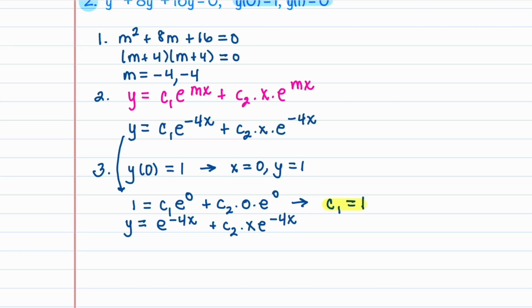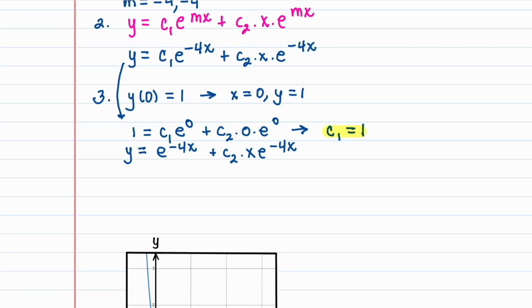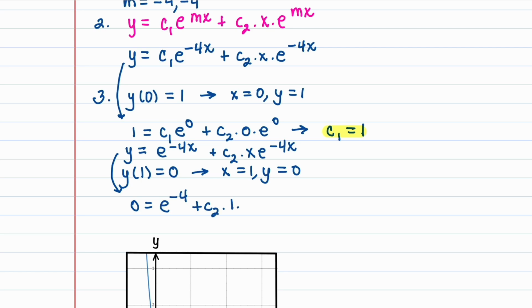Now we're going to use our second boundary condition, and that is y at 1 is equal to 0. So this tells us that x is equal to 1 and y is equal to 0. Let's plug that in. We get 0 is equal to e to the minus 4 plus c2 times 1 times e to the minus 4. This gives us that c2 times e to the minus 4 is equal to minus e to the minus 4, which tells us that c2 is equal to minus 1.